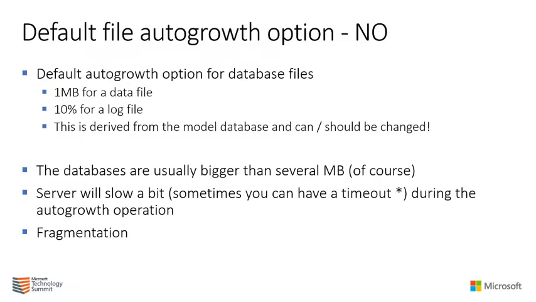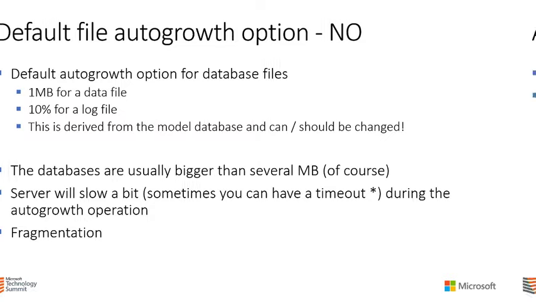Okay. Now I will show you one more thing. It's about auto growth. The default settings for auto growth are wrong, as with everything in the default installation, because the default setting says that the auto growth operation should be every 1 megabyte for data files and 10% for log files. This is wrong. Those settings are derived from a system database called model, and you can change it there. So every new database will have different options.